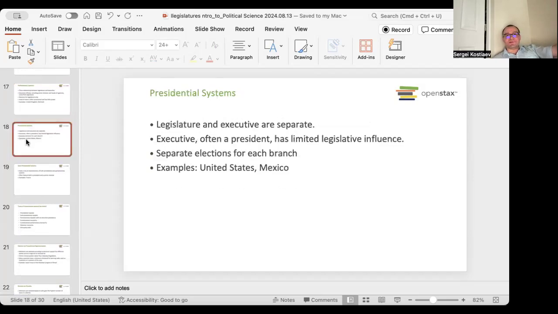In presidential systems, executive and legislative branches are completely separate, and a head of state, president, always has lots of power and is elected directly by people. Again, in this country, in Mexico, in Russia, those are countries where executive branch is completely separate from legislative branch of government.